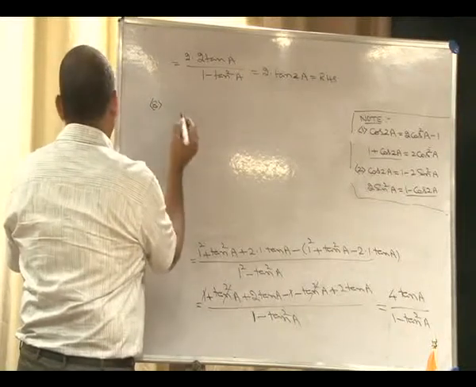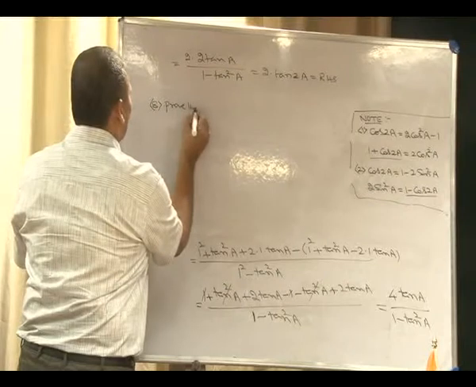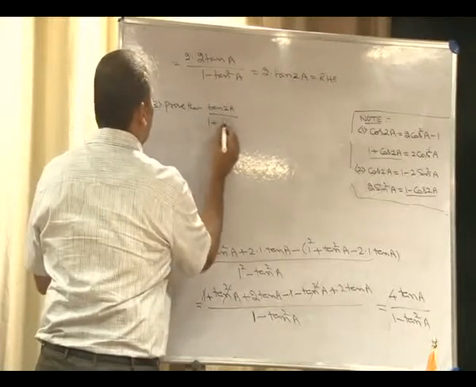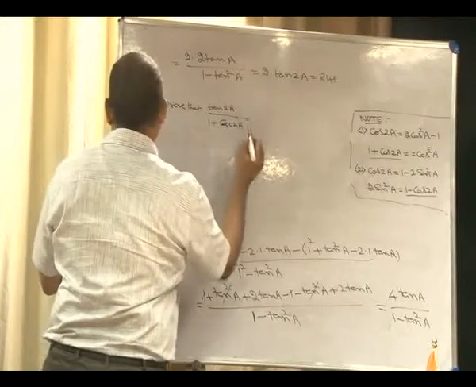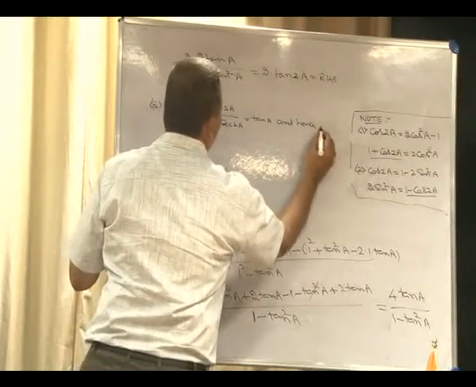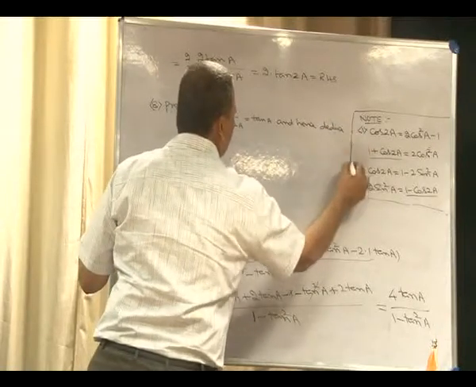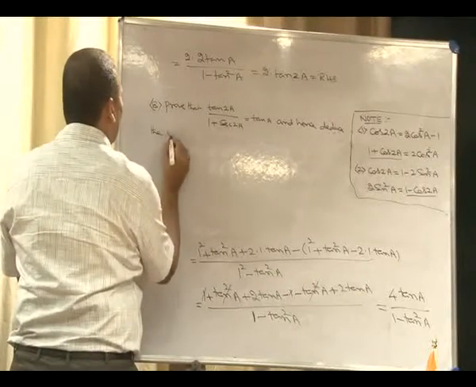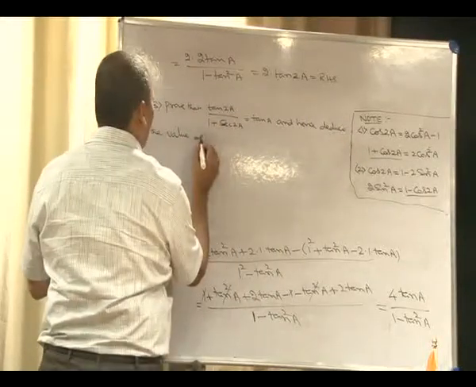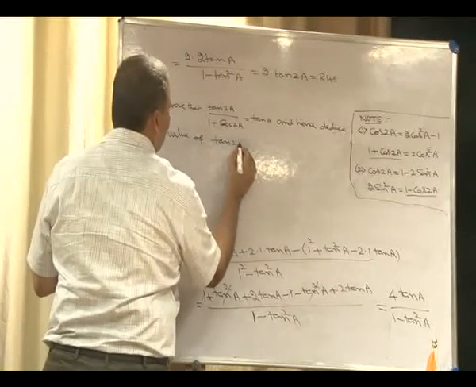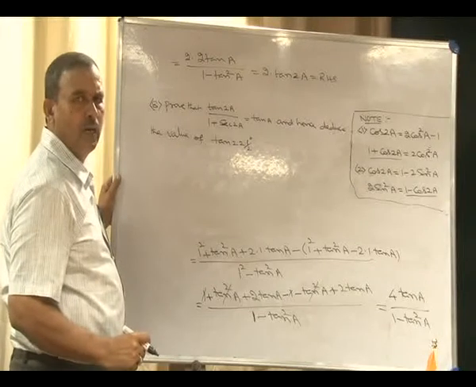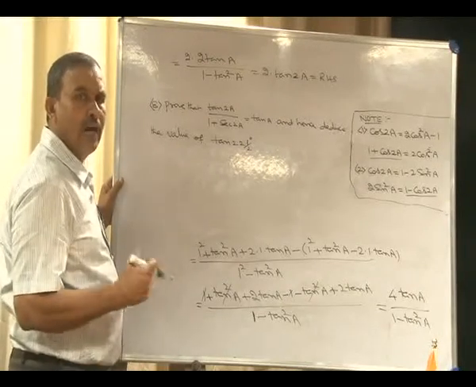Next problem, prove that tan 2A by 1 plus secant 2A is equal to tan A, and hence deduce the value of tan 22.5 degree.